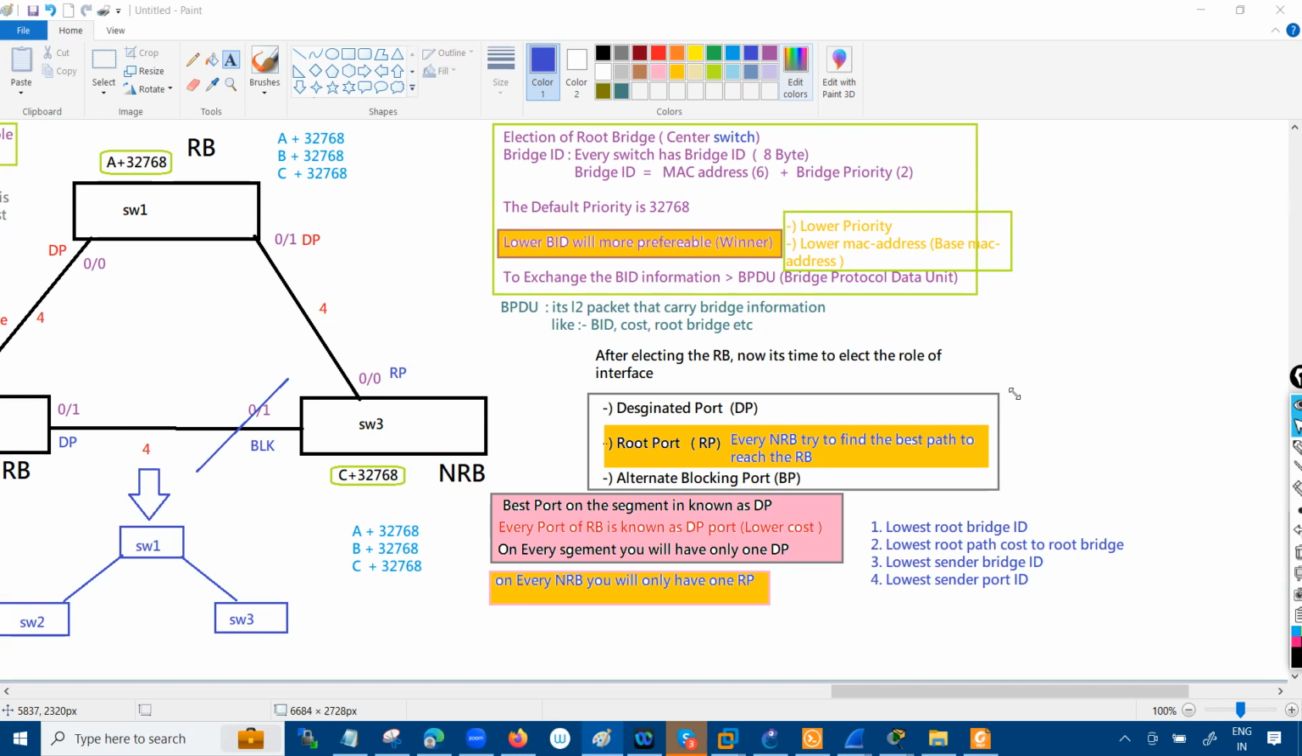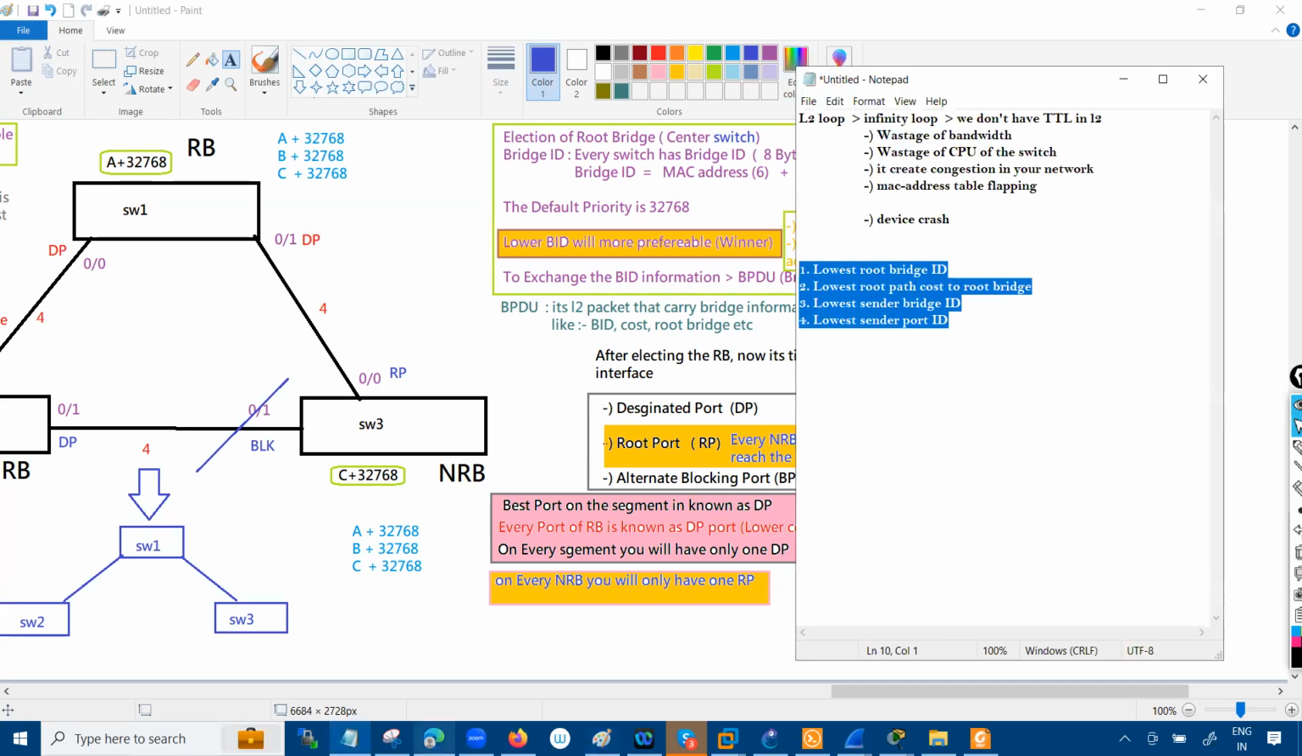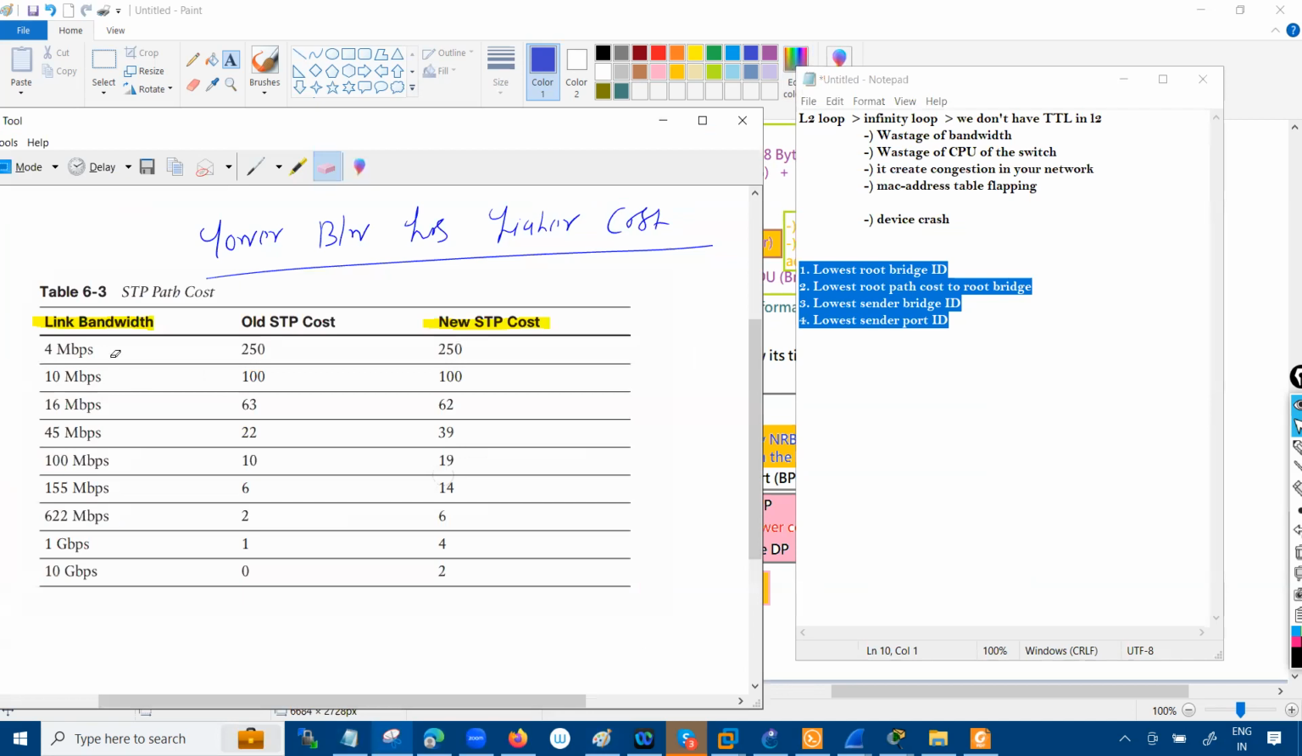I didn't understand your question, ma'am. If you are talking about having 5 switches in your network, the election will happen everywhere. Is the root path the fastest? What do you mean by fastest? It depends on the bandwidth. So if you see, we have different bandwidths. Based on the bandwidth, the cost will change. So lower bandwidth has a higher cost.